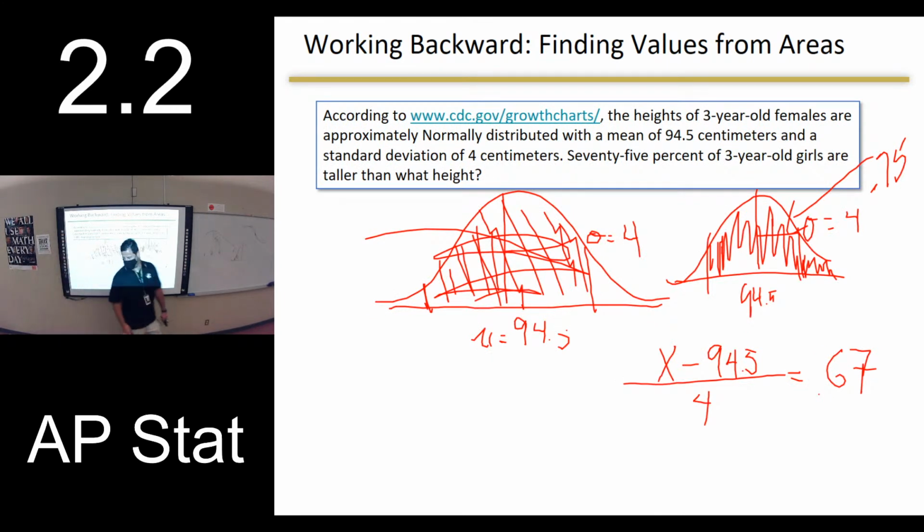Because in Algebra 2, you have to multiply both sides by 4, and then you gotta add the 94.5 to the other side to get x by itself. But if you want your calculator to do all the work, let your calculator do all the work and change the 0.1 to 94.54, and that will give you the x value.